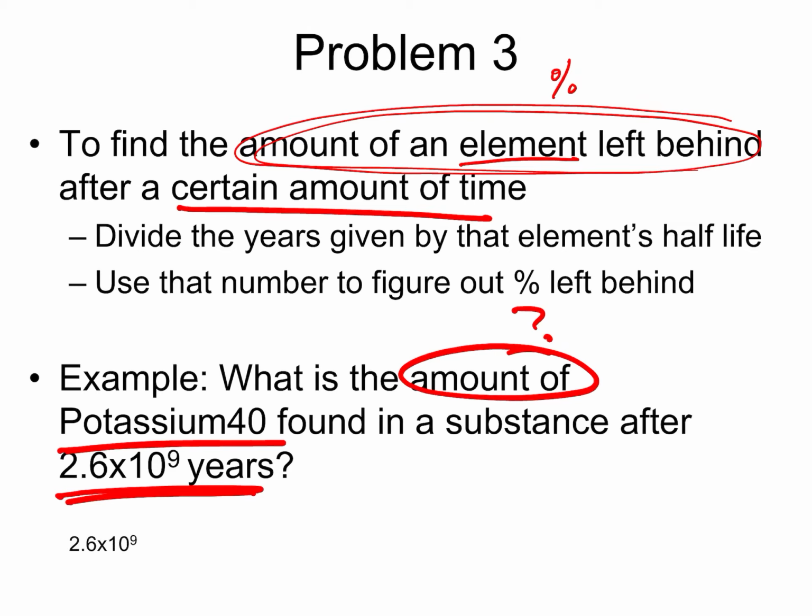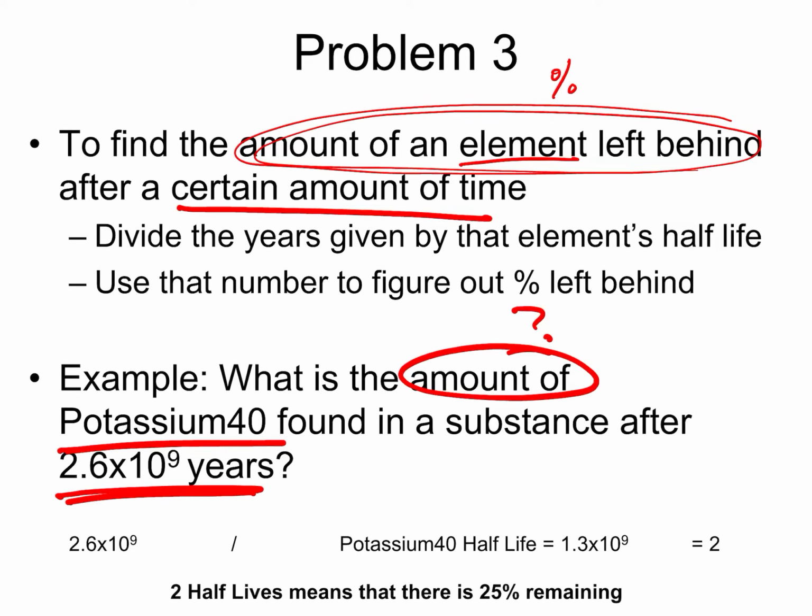So take a look. This is the time, and that is not a half-life, right? That's a bigger number. You're going to have to find out how many half-lives went by. So I looked up potassium-40's half-life, divided it to find out that 2 half-lives have gone by. If I know 2 half-lives went by, then I know that 25% is remaining, according to our chart, right?